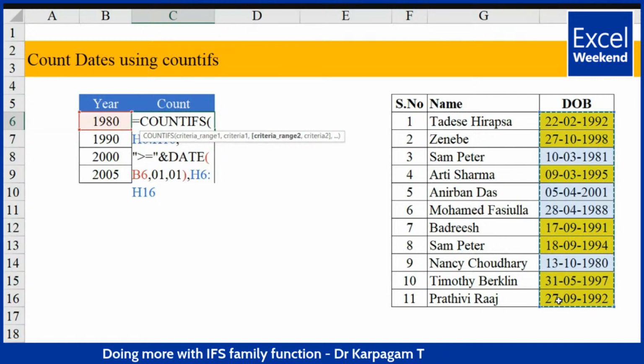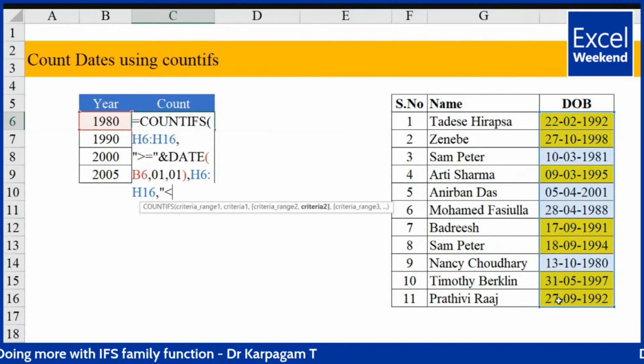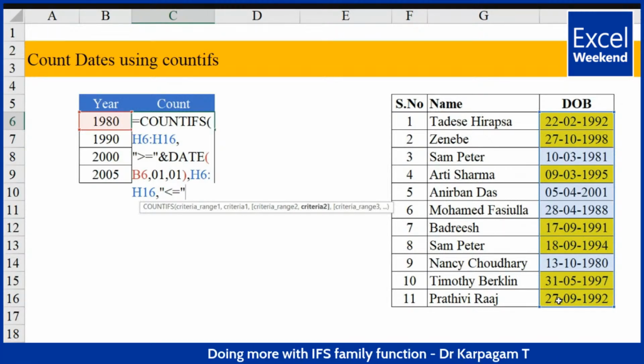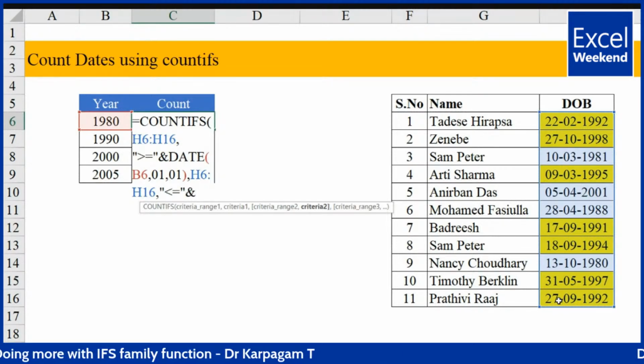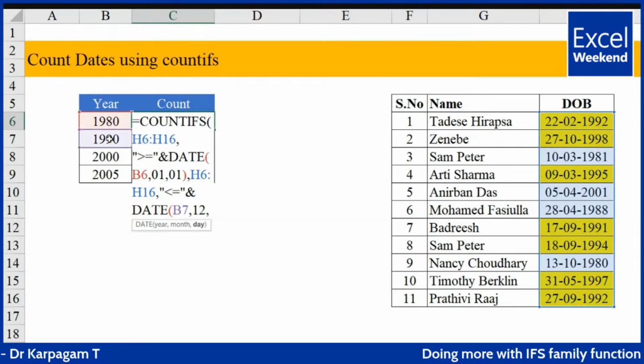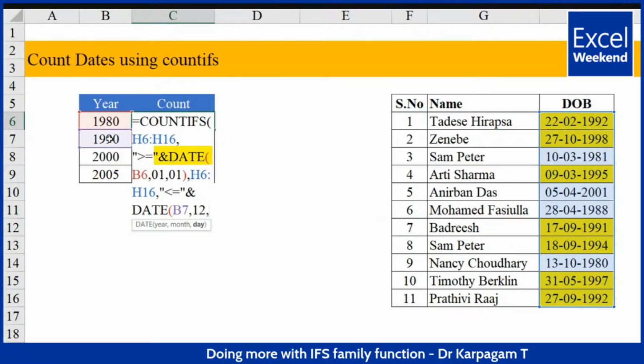And once you have done this, again give less than or equal to in double quotes. Now we want to find out those who were born between 1980 till 1989. This is what we want to find out. So less than or equal to, again ampersand symbol and DATE, where is the year? If you are using the DATE function within any of the IFS functions, then start with the lowest date. That is what we have done here.